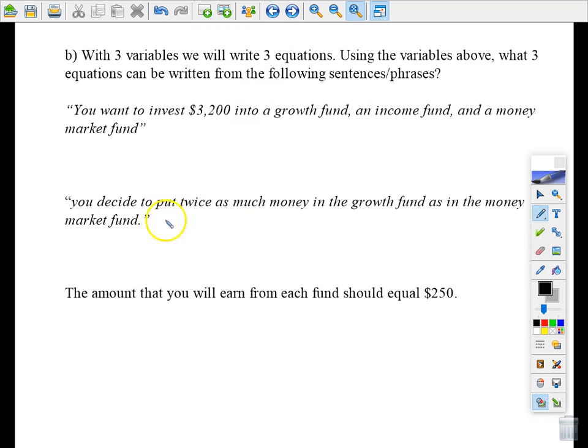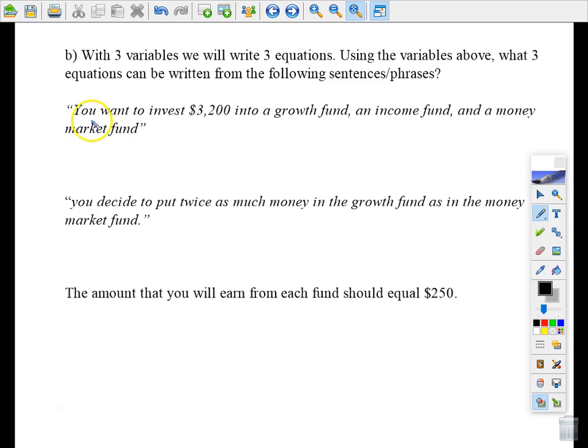Okay, now let's go to letter B. Now that we've identified the 3 variables, we need to write 3 equations. So anytime you have a 3 variable system, obviously you're going to need 3 equations. So I've just broken this out for you. I've taken these sentences, and it's from these sentences that we're going to write equations.